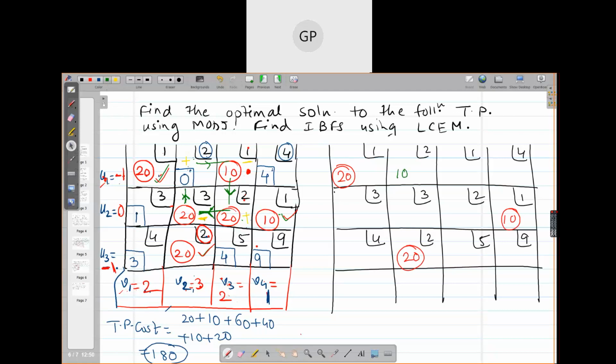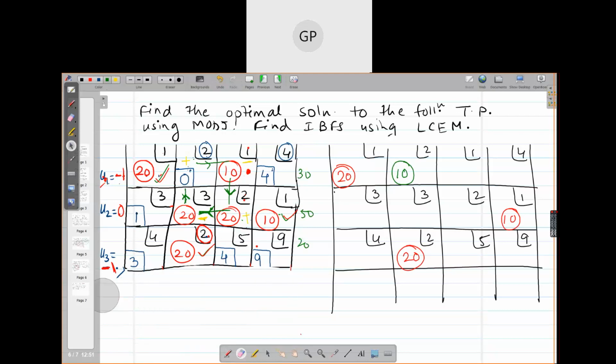I am writing 10 here, right? Yes, ma'am. So supply was 30 here, 50 here, and 20 here. Okay. So you cannot go beyond the supply. And you cannot give extra units also, more than required units.